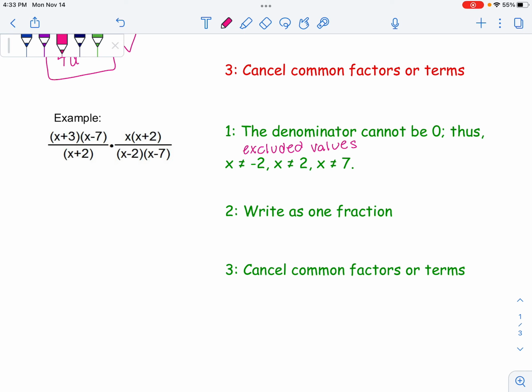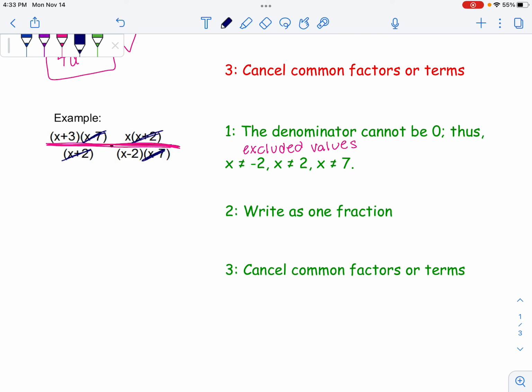The next thing I'm going to do is just write it together as one fraction. So really, when it's in factored form, you don't have to actually multiply everything out. I can just make this one big fat fraction and start trying to simplify. Looking for factor pairs that are in common in the numerator and denominator, I see the x plus 2's, so those two cancel. I also see the x minus 7's, those two cancel.